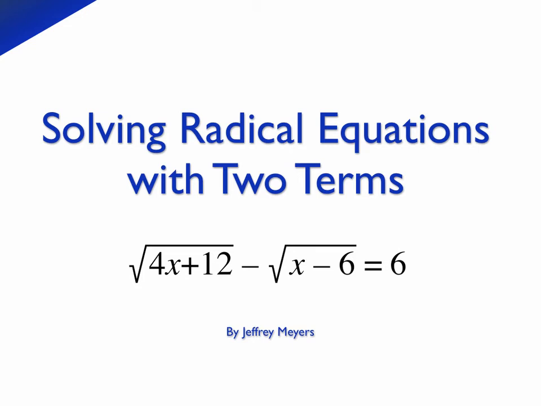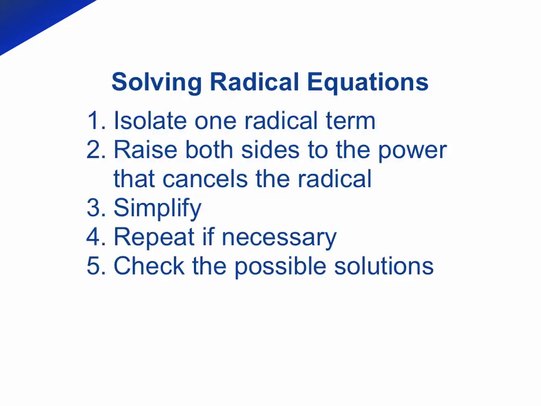Let's look at how to solve radical equations that have two terms. The first step is to isolate one of the terms by itself on one side of the equal sign. Then we can raise both sides to the power that's going to cancel out that term. So if you have a square root, you'd square both sides.